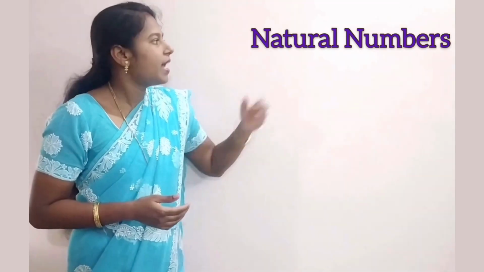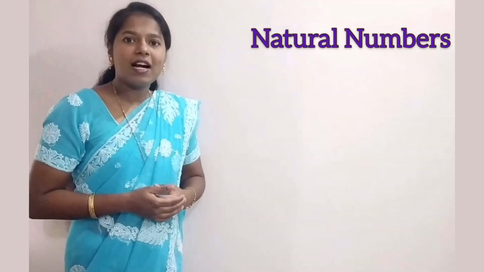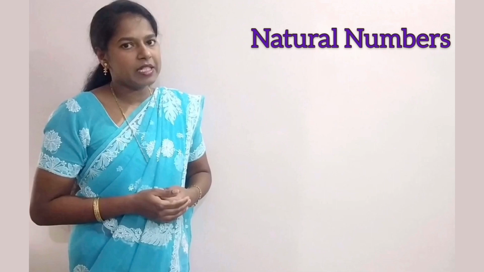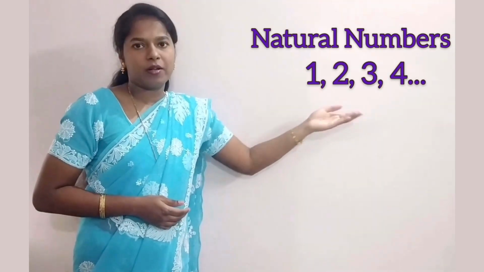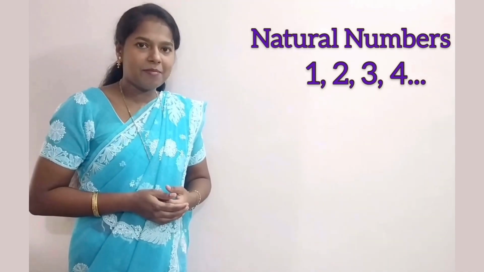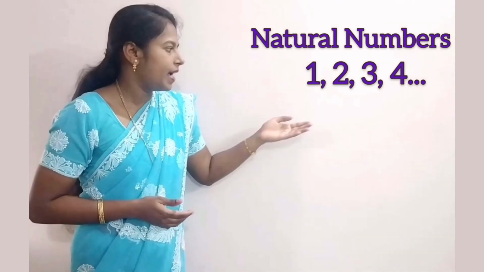And welcome. We all are familiar with natural numbers, whole numbers and integers. Natural numbers. All counting numbers are natural numbers: 1, 2, 3, 4 and so on. The set of natural numbers is denoted by N.